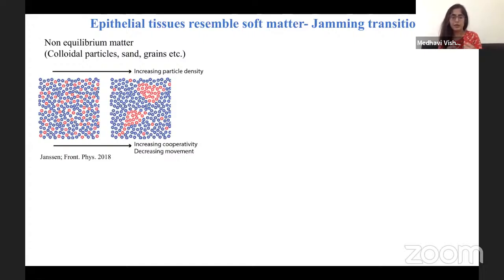When you increase the density of particles or decrease the temperature, you increase the cooperativity, because in order for the particles to exchange their neighbors, they require cooperative movement. They cannot really move independently, but have to coordinate their motion with their neighbors. This motion coordination increases as the density increases. At the same time, there is a kinetic arrest, which is a characteristic of dynamic heterogeneity, coming up when the particle density is increasing.